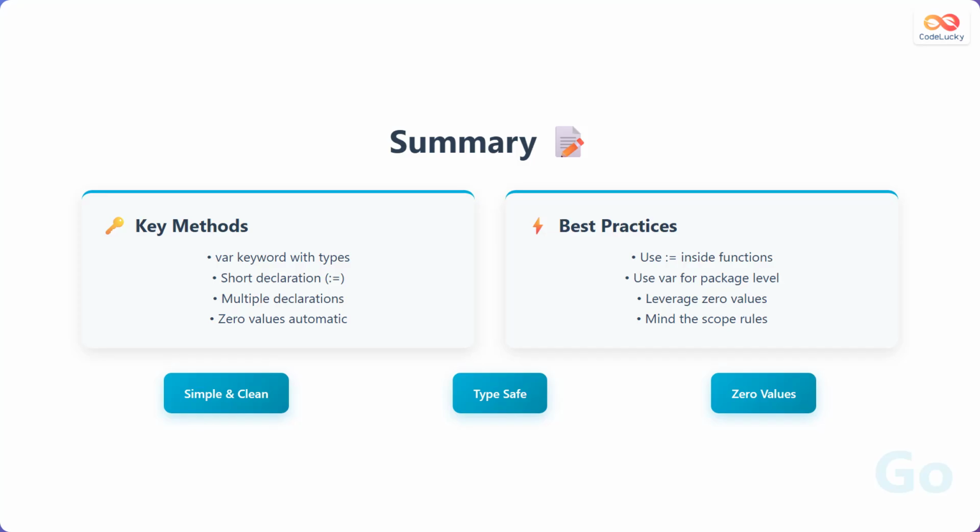Here are some best practices to follow. Use short declarations inside functions for conciseness. Use the var keyword for package-level variables. Leverage zero values by not initializing variables when the default value is appropriate. And always be mindful of scope rules to avoid unexpected behavior. Keep in mind that Go is simple and clean, type safe, and provides zero values.